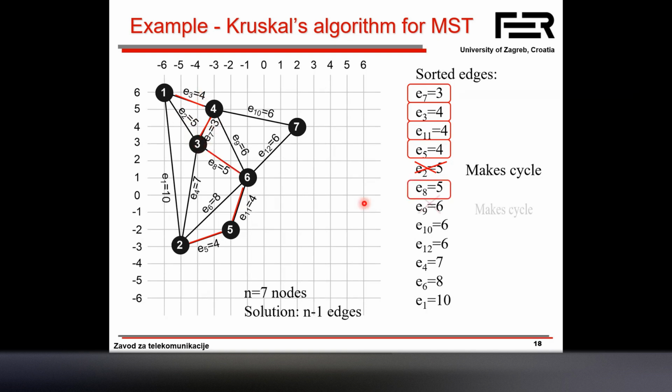We keep going and so on. Again, E9 will create a cycle, so we skip that over here. And once we have n-1 edges, we're done. So it's a very simple greedy algorithm, and the greedy step is defined with this minimum. We always take the edge with the minimum distance.